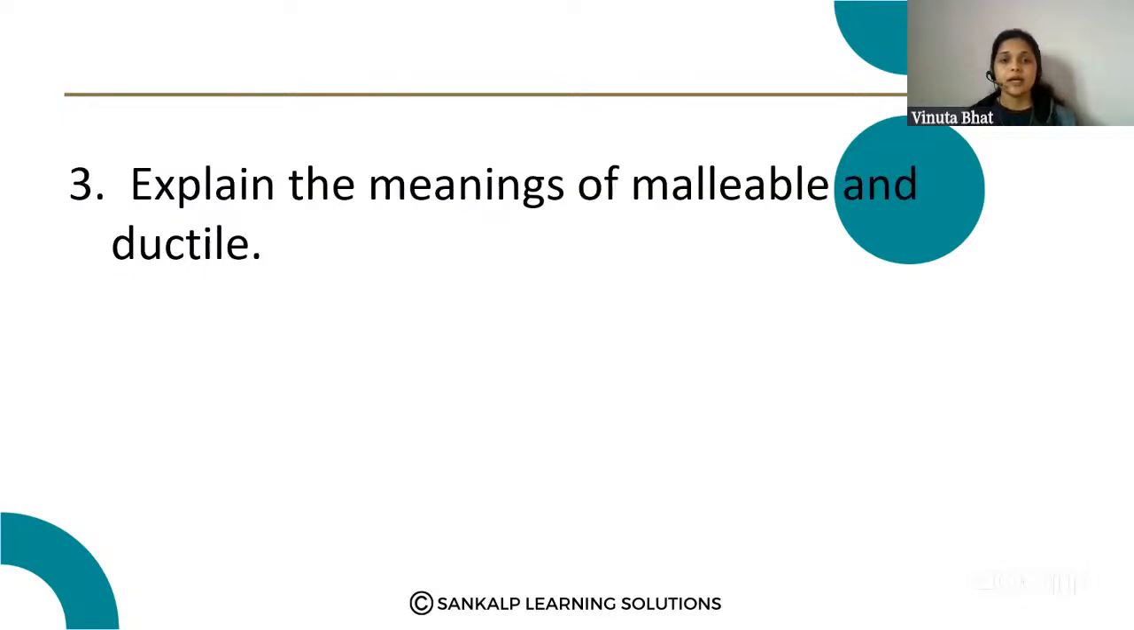Next question. Explain the meanings of malleable and ductile. Each is for 1 mark, so it is totally a 2 mark question.